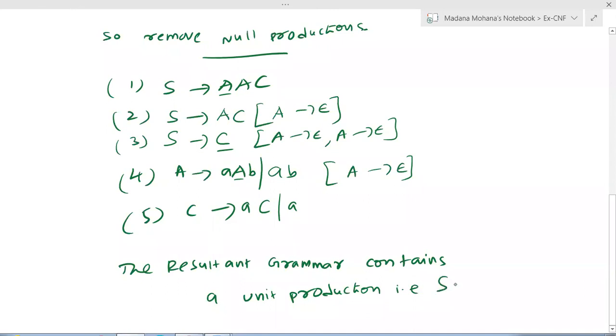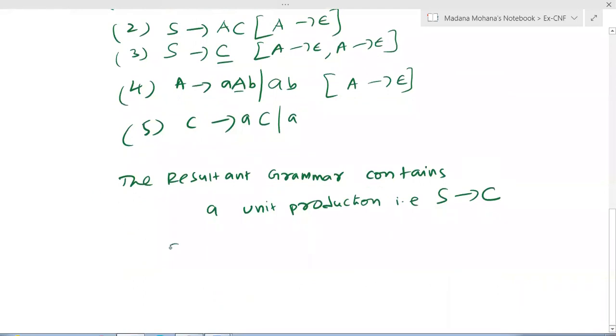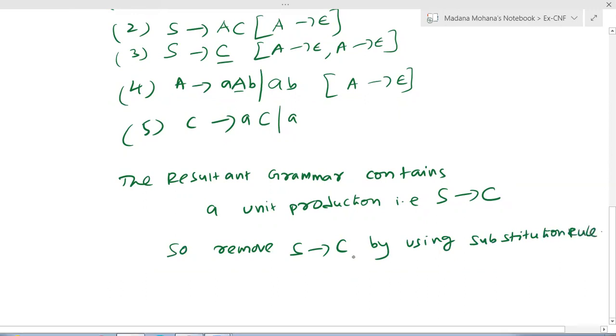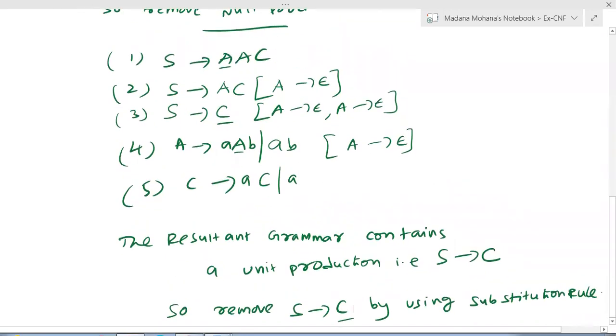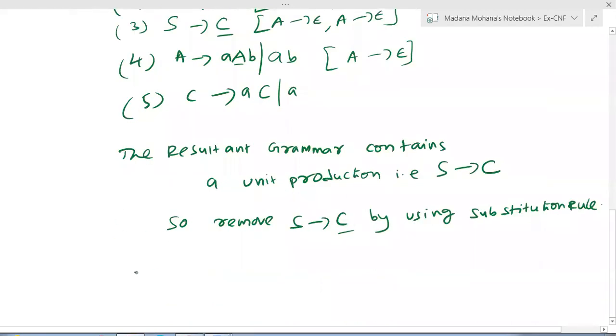That is S derives C. Therefore, we have to remove S derives C by using the substitution rule. How to remove unit productions? By using the substitution rule only. That means whatever C contains, substitute all C productions in the right-hand side of S productions wherever a single C is there. Now S derives C becomes now.